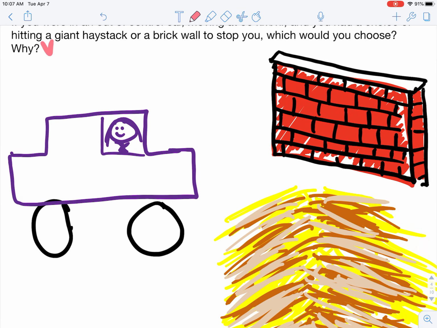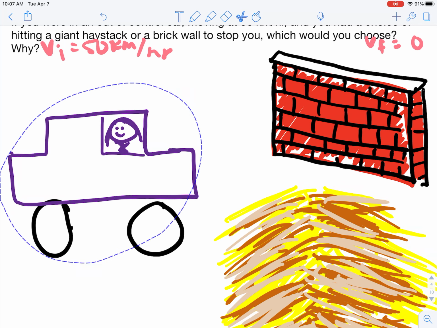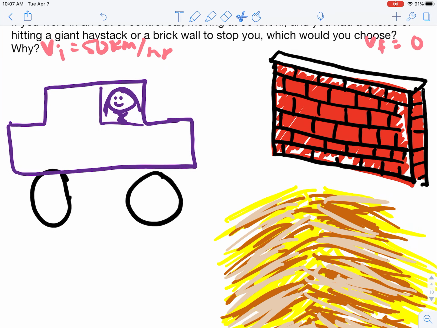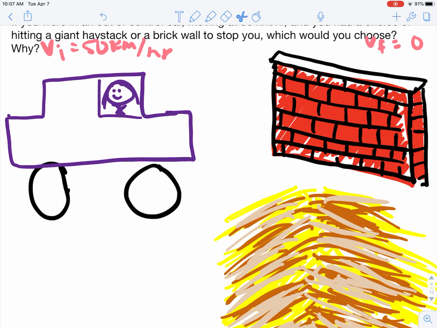Let's look at it this way. In both of these situations, my initial velocity is 50 kilometers per hour. And after hitting both of these objects, my final velocity would be 0. The difference: a lot of you would pick the haystack, and you would be right. But the difference between these two, and a lot of you would say, well, the other one's softer.